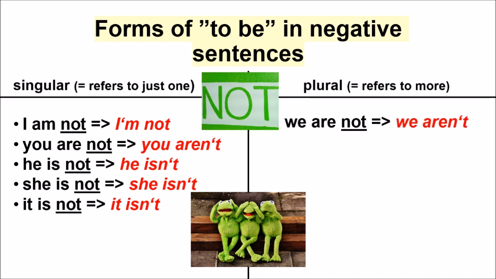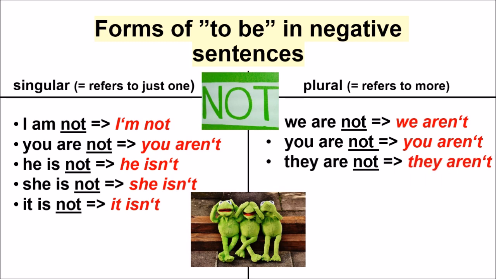When referring to the plural, we say we are not, or short form, we aren't. You are not, you aren't. They are not, they aren't. Repeat the short forms after me. I'm not, you aren't, he isn't, she isn't, it isn't, we aren't, you aren't, they aren't.